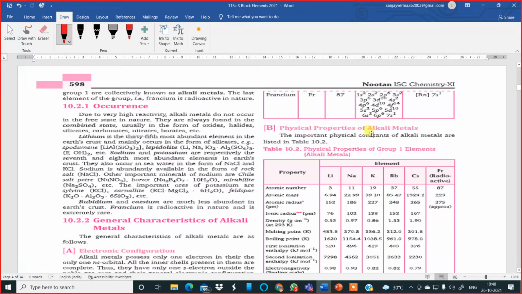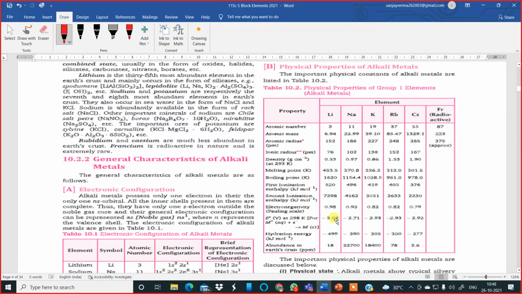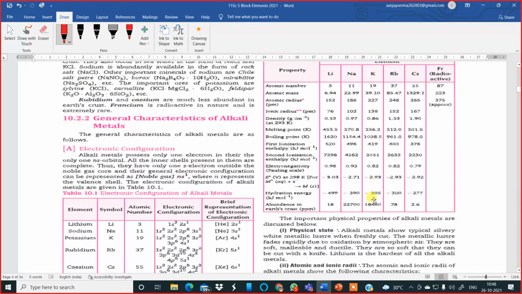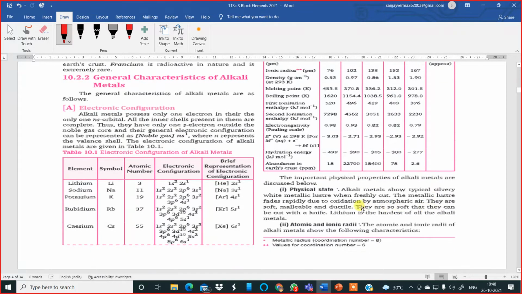With regard to the physical properties of alkali metals, there is no need to learn this table, but we'll go through the important physical properties according to the discussions over here. First one, physical state. Alkali metals show a typical silvery white metallic luster when freshly cut. The metallic luster fades rapidly due to oxidation by atmospheric air. So when they are exposed to air, the shiny nature, the luster, fades away.